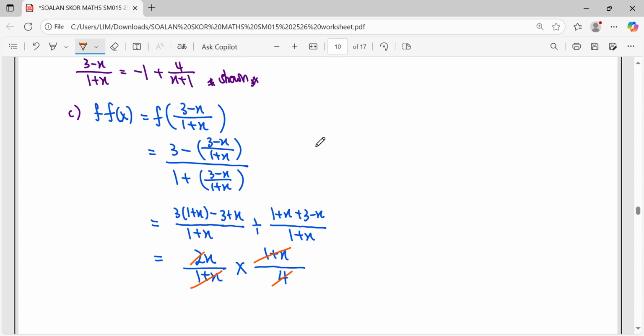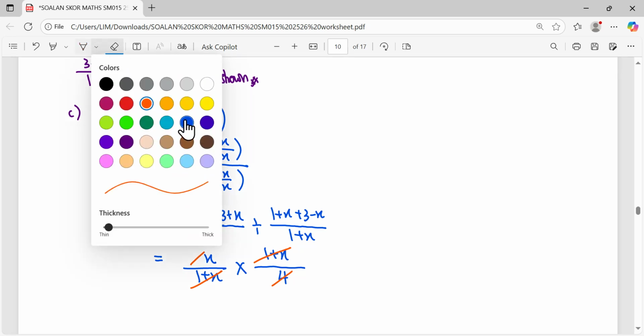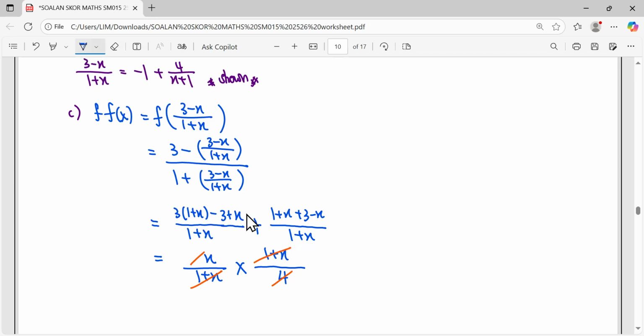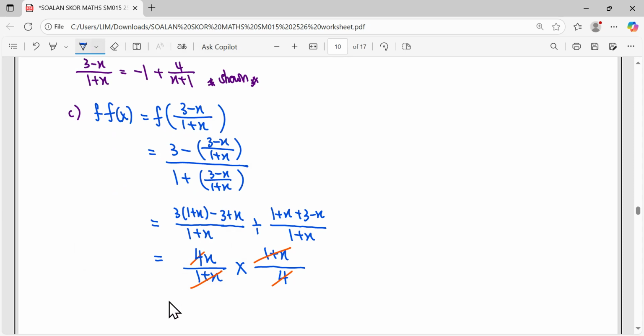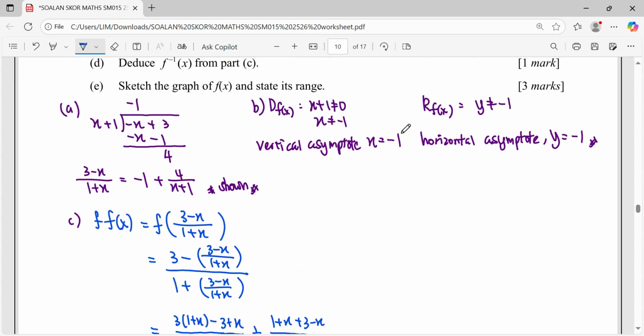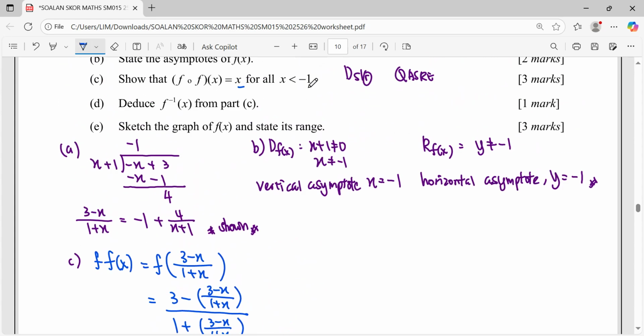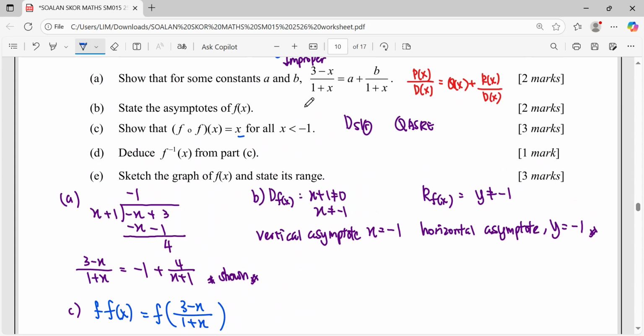Alright, so some mistake here, that is not 2x, here is 4x. So 3x plus x, this is 4x. So 4 over 4, we cancel. Lastly, we get x only. So we get x only. So that's why we should be done from part C. So shown for all x less than -1.